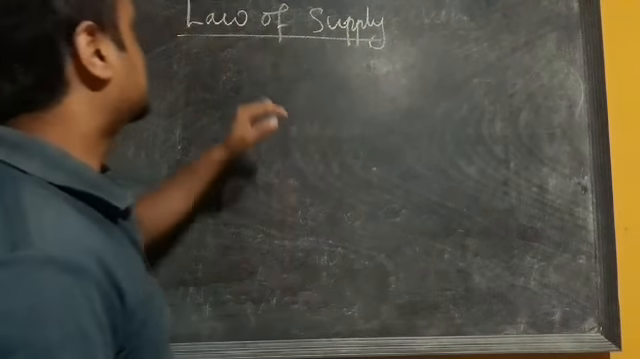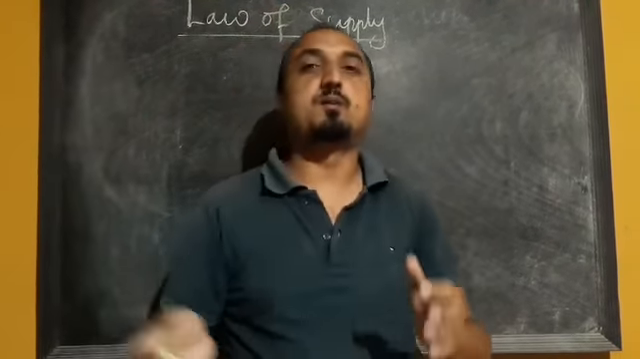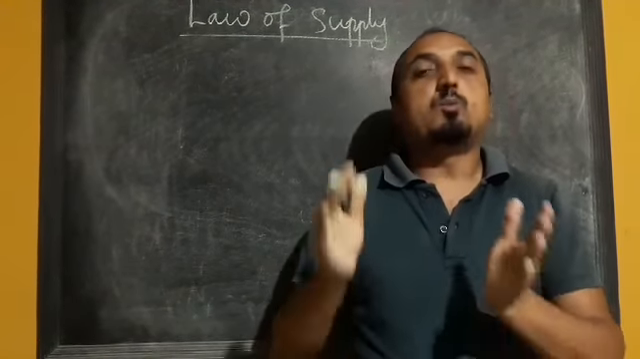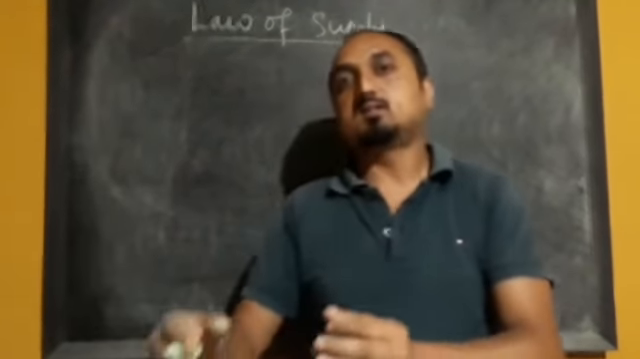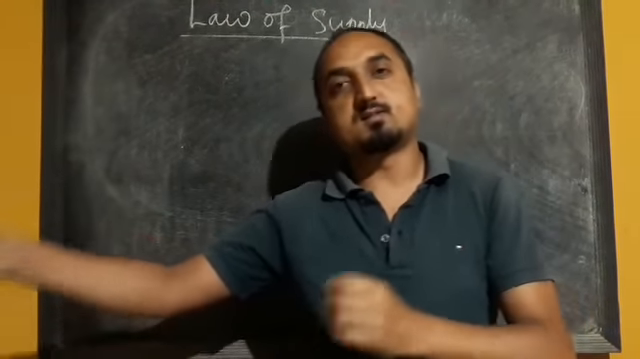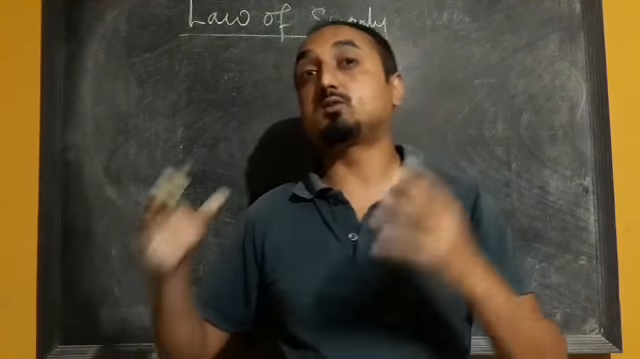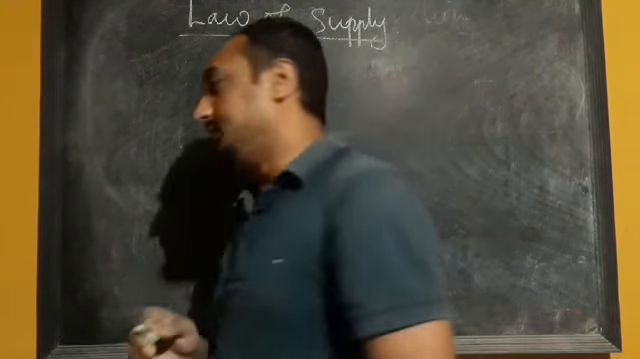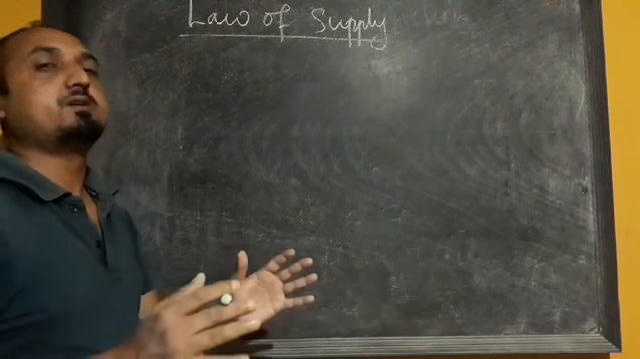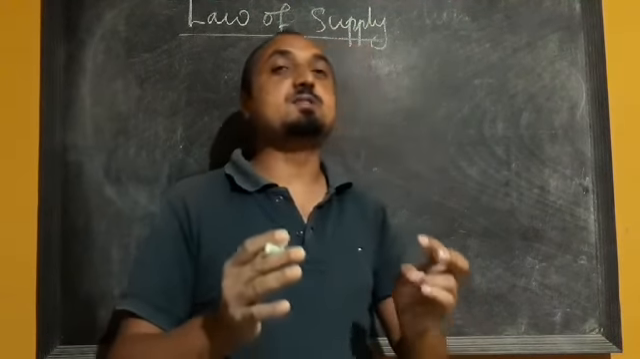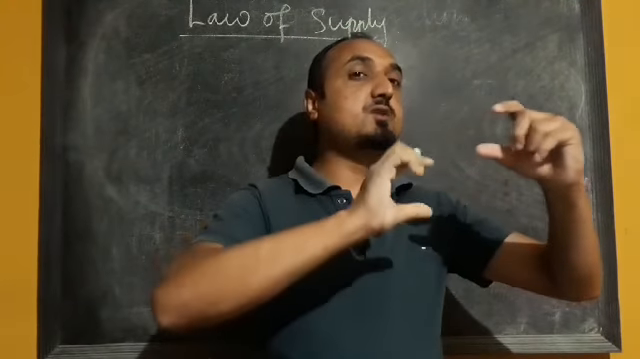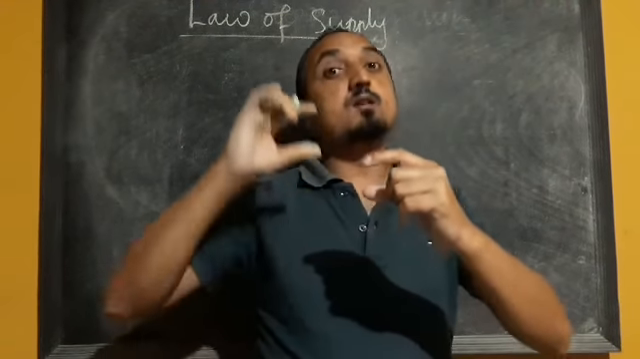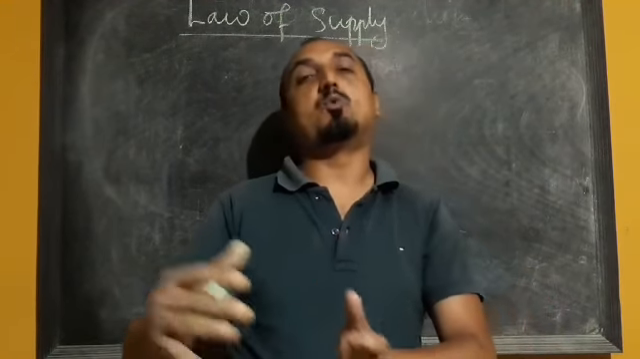Next topic we have is the law of supply. It's very easy. We have done the law of demand in the previous classes. We know that, other things remaining constant, when the price of a commodity increases, quantity demanded decreases, and when price decreases, quantity demanded increases. Now here we are going to discuss the law of supply. The statement is similar, only the difference is that the law of demand shows the inverse relationship between price and quantity demanded, whereas the law of supply shows the direct relationship between price and quantity supplied.